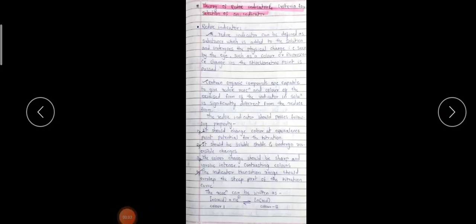Good morning, friends. In the last lecture, we studied how we can determine the potential at the different steps involved in the titration of the one electron system and the multi-electron system. For the one electron system, we saw the example of Fe2+ versus Ce4+. Then we saw another example, Fe2+ versus the permanganate MnO4 minus.